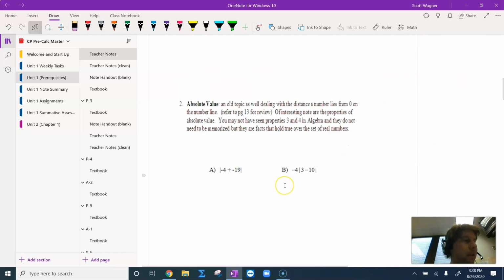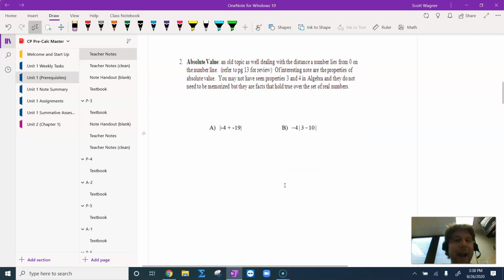Alright, another part here is all about absolute value, another old topic. It's all about distance. Absolute value is the distance from 0 on a number line. A lot of people think, oh, absolute value, just make it positive and you're done. It's still technically grouping symbols. So the stuff inside absolute values is grouped, so you still have to solve that first and then apply your positive idea to that.